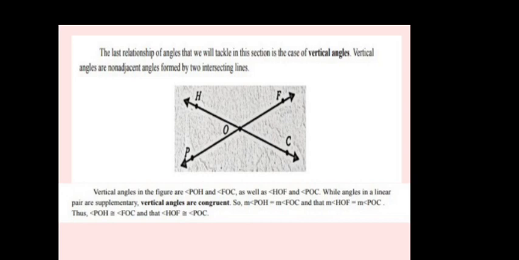So angle POH equals angle FOC and angle HOF equals angle POC. So angles POH and FOC are called vertical angles. Angle HOF and angle POC are also equal vertical angles, and always remember that they are equal to one another.